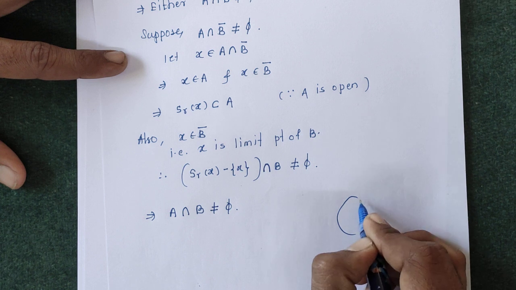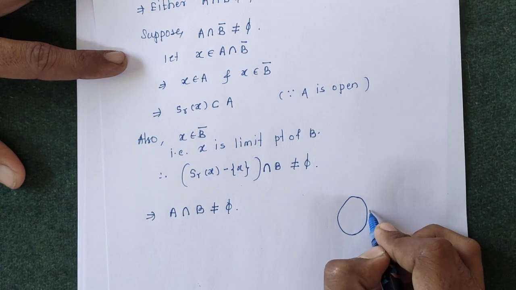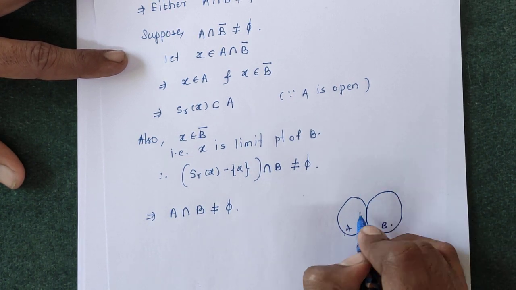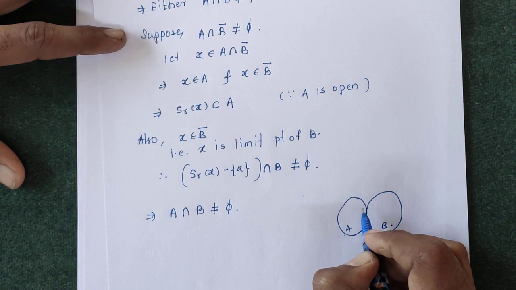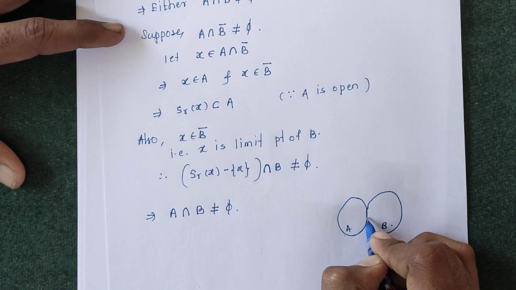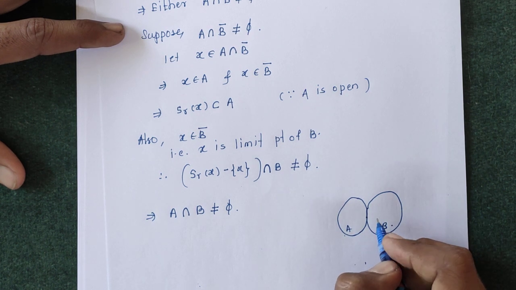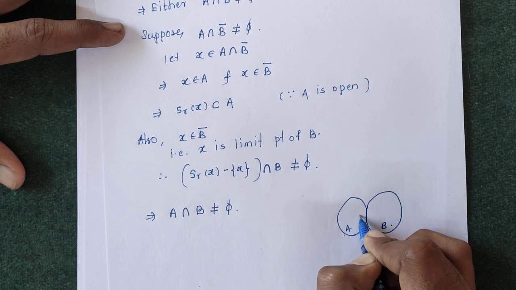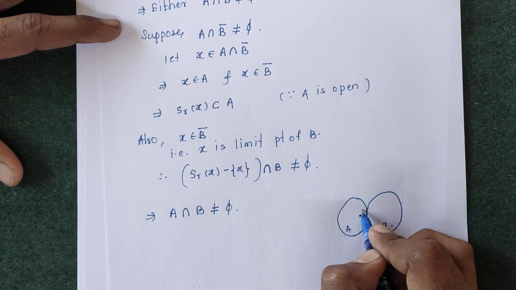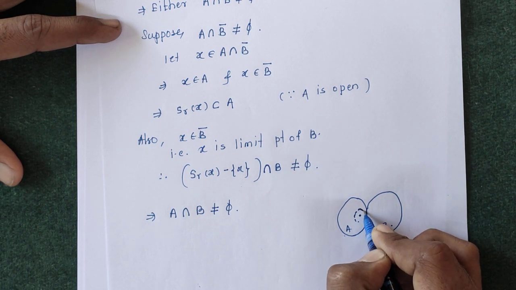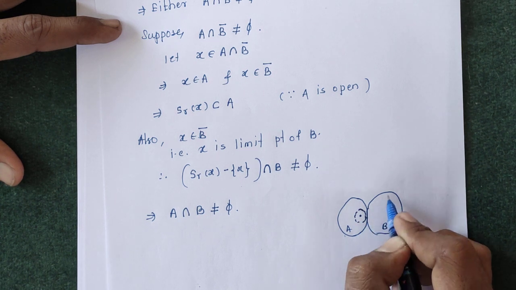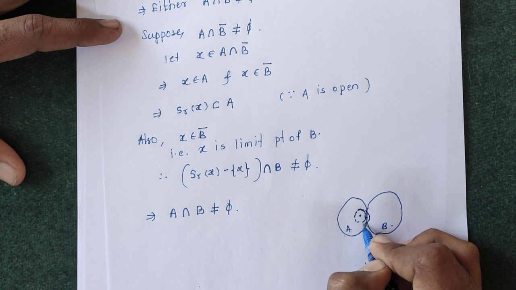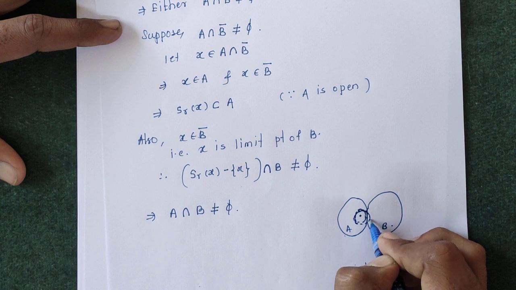Suppose this is set A, and this is another set B. Now if we take one element x of A that is also in B closure, where must that element be? Since A is open and B is open, we cannot take the element on the boundary, so we have to take that element here. Now if we draw the open sphere at this element and it totally lies inside A, then that open sphere does not intersect B closure. To intersect B, that open sphere must be like this, but this is not possible.